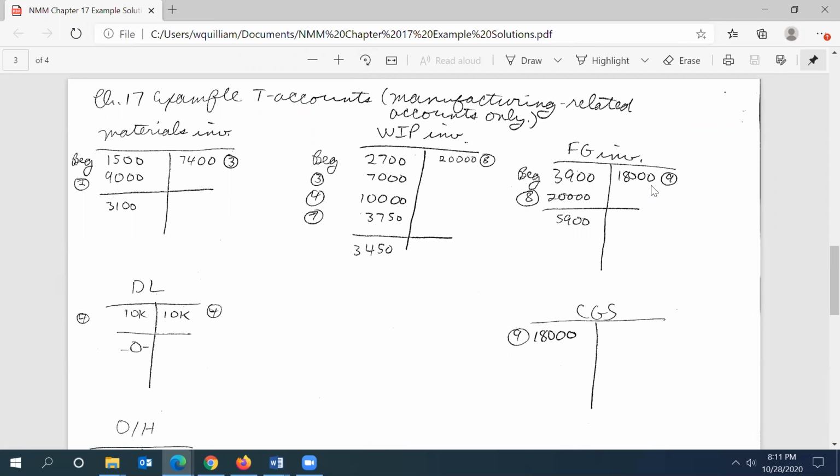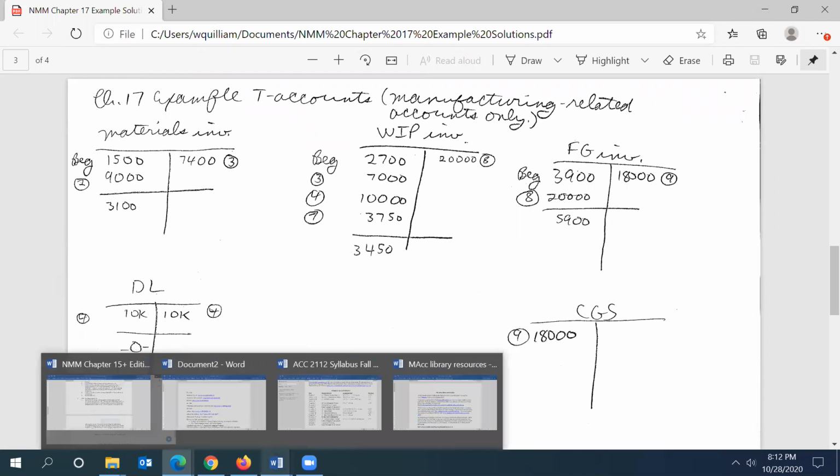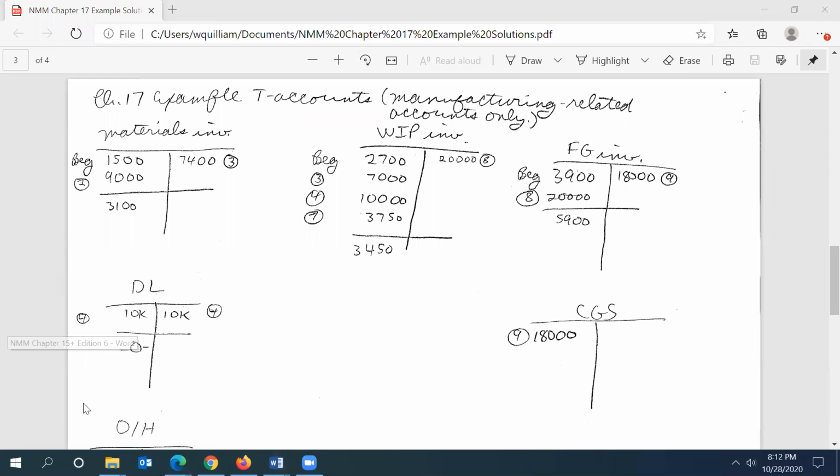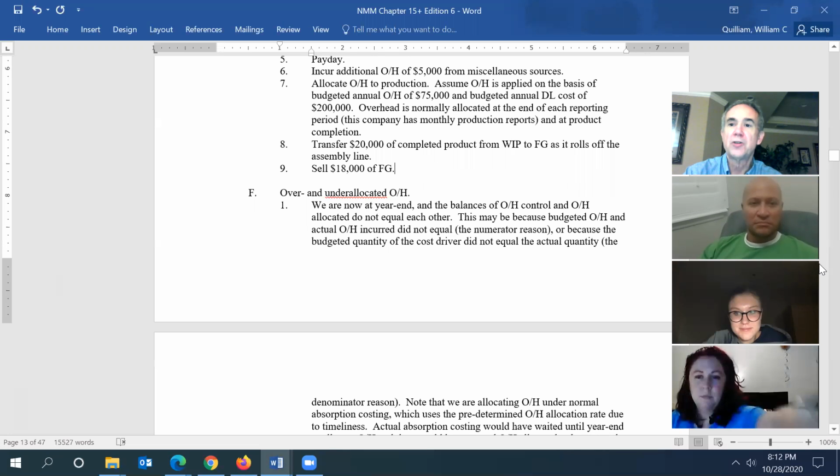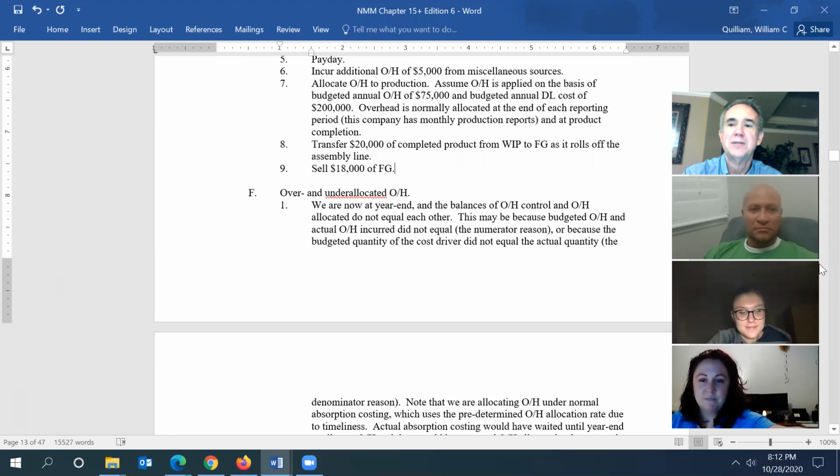So this $18,000, I credited finished goods to reduce it. And then down here, I debited cost of goods sold to increase it. So it's rather like out the old finished goods inventory and in with the new cost of goods sold. We no longer have an asset because we no longer own it. It's an expired cost or an expense instead. That takes care of all the journal entries. Any questions about them?